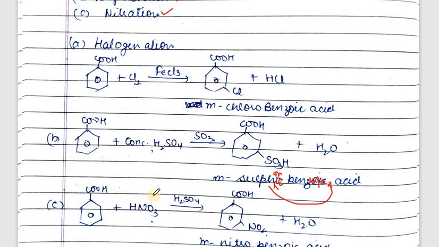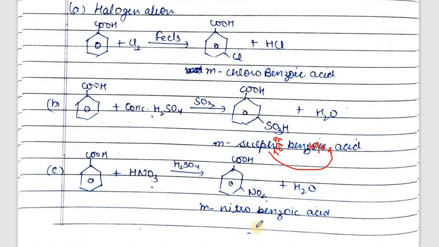So similarly with nitration, with nitric acid and sulfuric acid, the nitro group will be introduced, and that will be at the meta position. So it is meta-nitrobenzoic acid. So this is all about the reactions, the chemical properties of carboxylic acids.